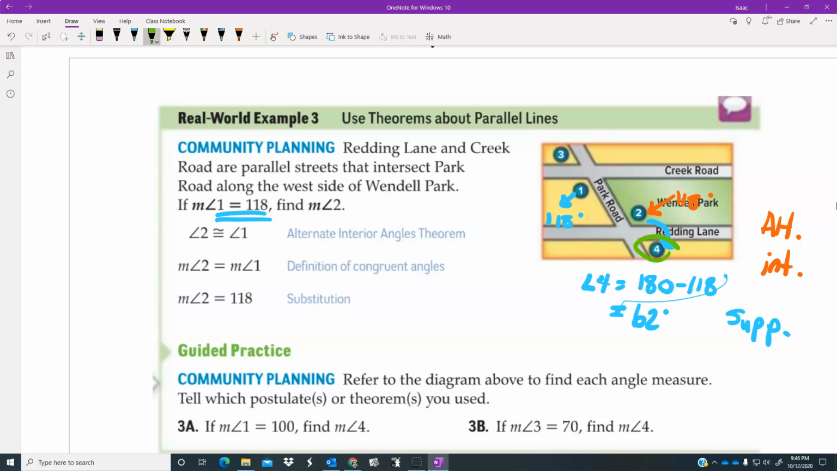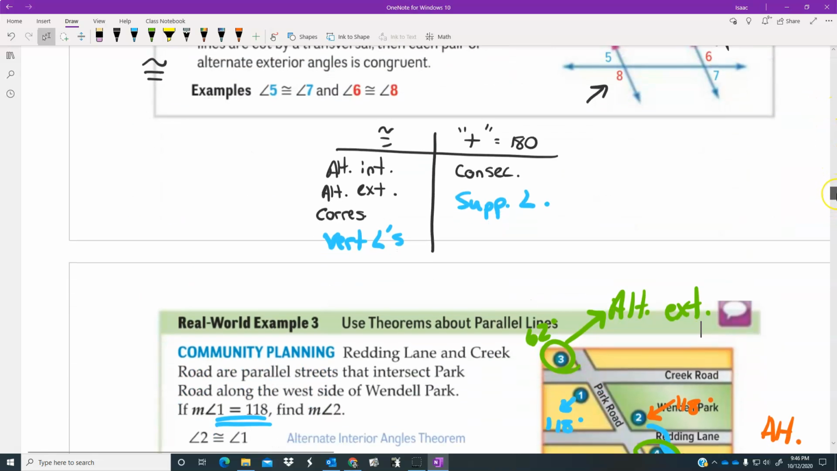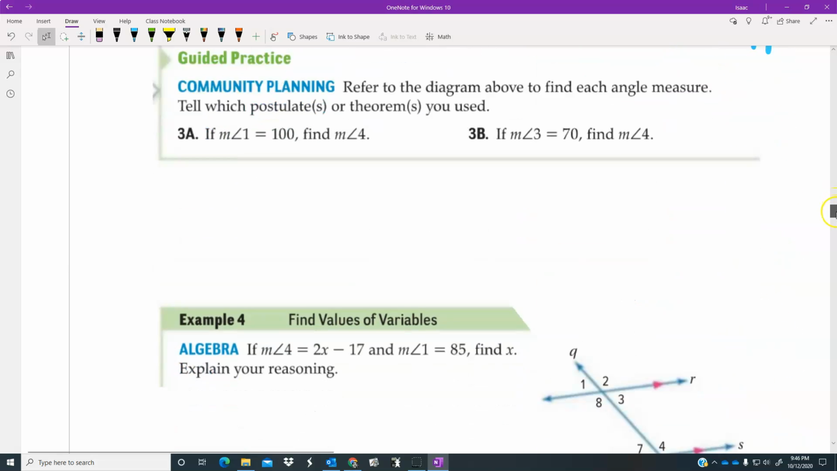Now, what if I was talking about 4 compared to 3 way over there? Well, if this one was 62, this one would be 62, and the reason would be because 3 and 4 are alternate exterior angles. So you use your angle name as your reasoning of why this little chart actually works.